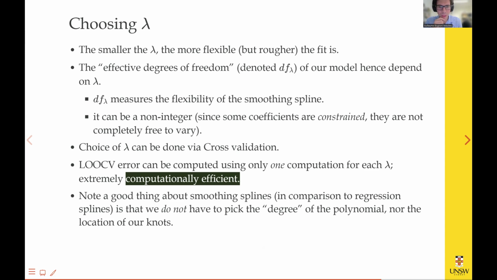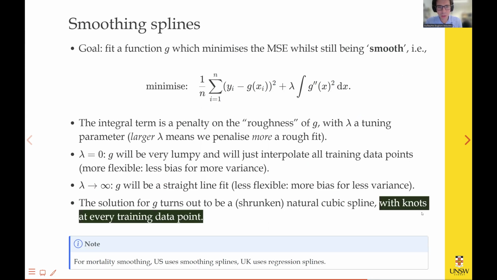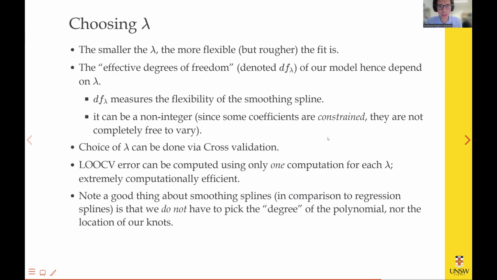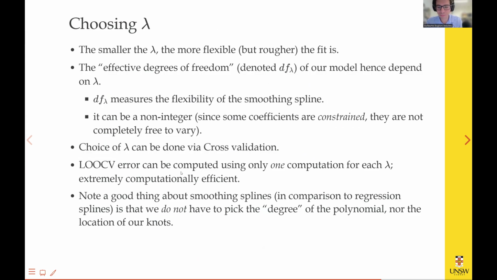And just a comment here: because the solution is a natural cubic spline with knots at every data point, an advantage of smoothing splines is that there's no arbitrary choice for the knots. Because we have a cubic spline, there's also no choice of the degree. So that's nice in the sense that you don't have this choice to make. And you don't need to choose the location of the knots. So your life is kind of simple because you only have one thing to choose. It's the degrees of freedom, which again, you can just rely on cross-validation to choose.